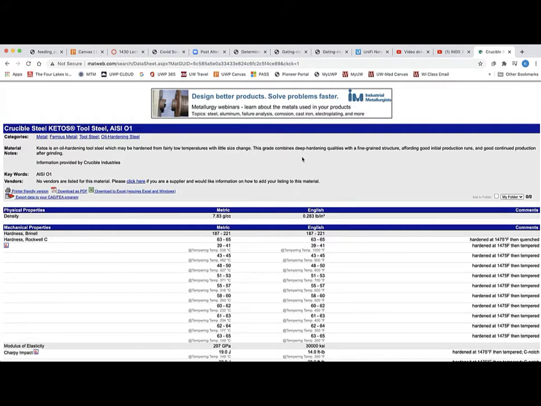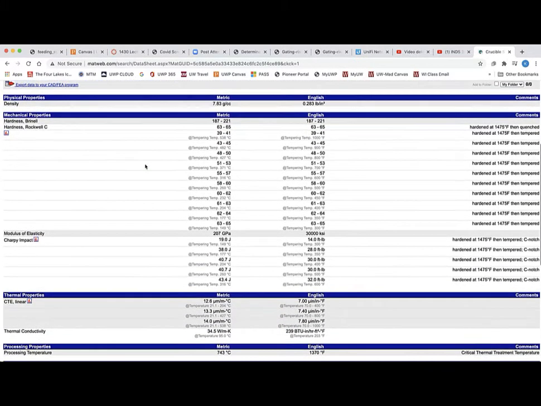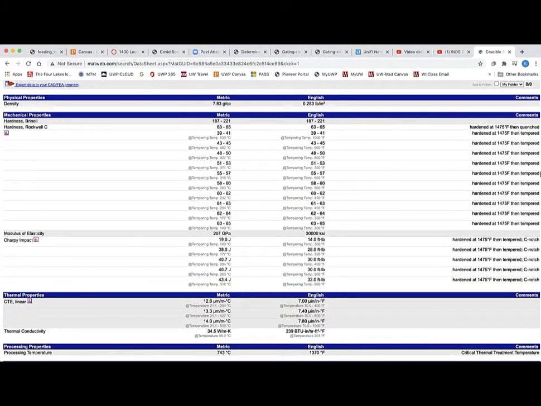This grade combines deep hardening qualities with fine grained structure, affording good initial production runs and good continued production after grinding. That wasn't very useful. Okay, Rockwell hardness. Now this one here, it says hardened then tempered. It doesn't say what temperature. Oh yeah, here we go.